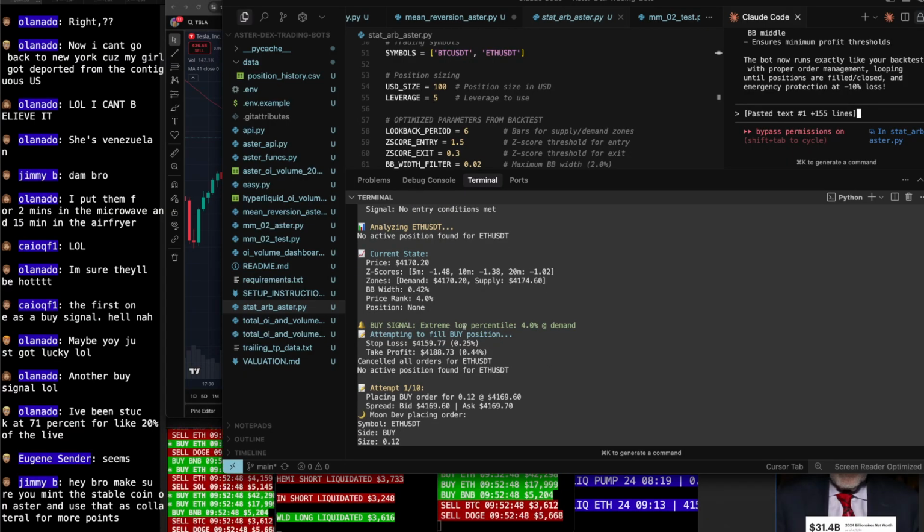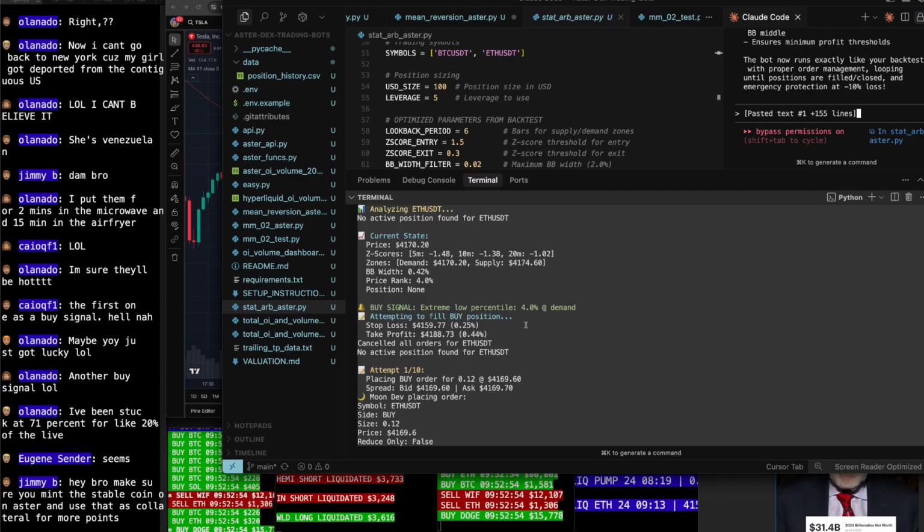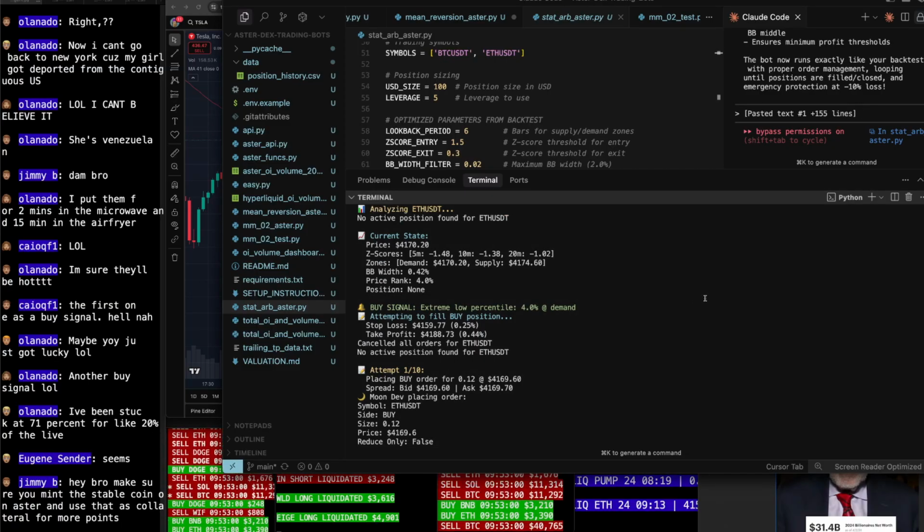Okay, buy signal, extreme low percentile, 4% at demand. Okay, it just bought ETH again, dude. Jesus. This is gonna smoke us.